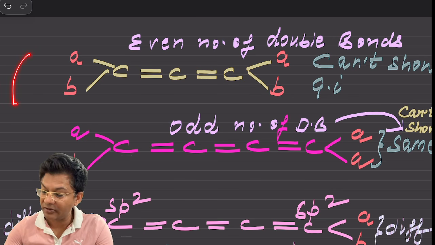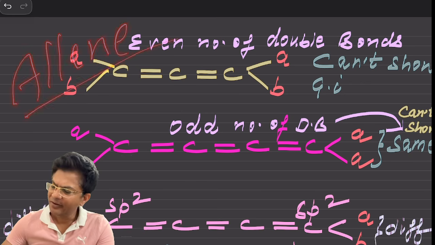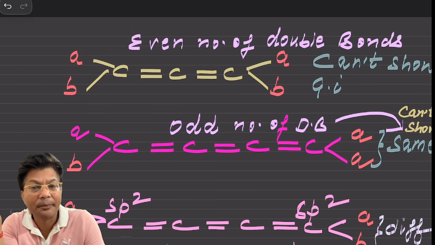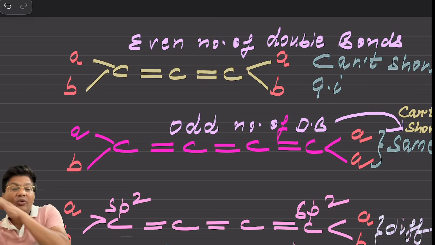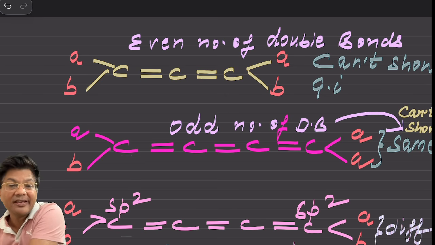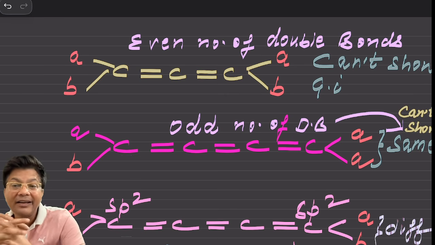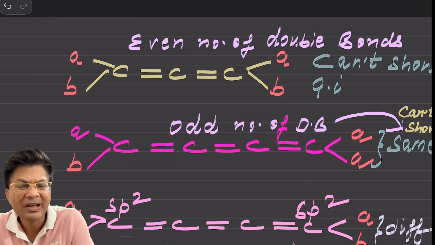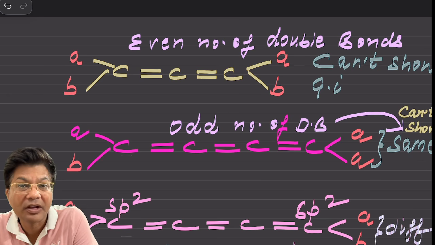Allene, my dear students. These are known as allene because earlier we had double bond, single bond, double bond, single bond, but here in this case continuous double bonds are present, so we call it allene, or you can say a cumulated system. Cumulated system means that pi bonds are not separated by a single bond. These pi bonds are continuous.